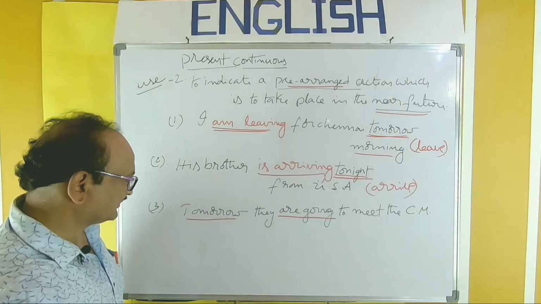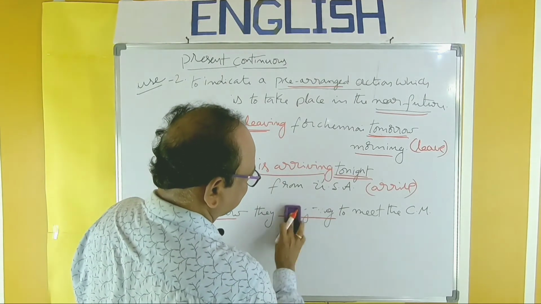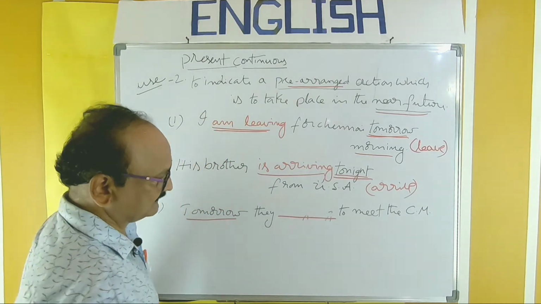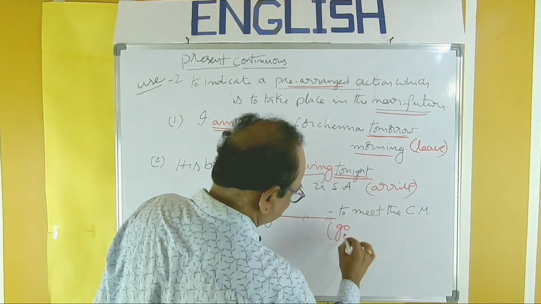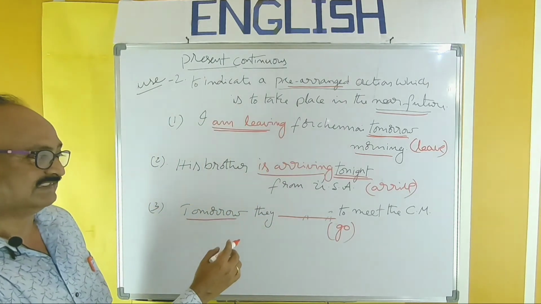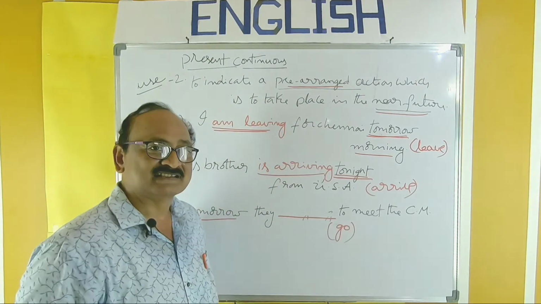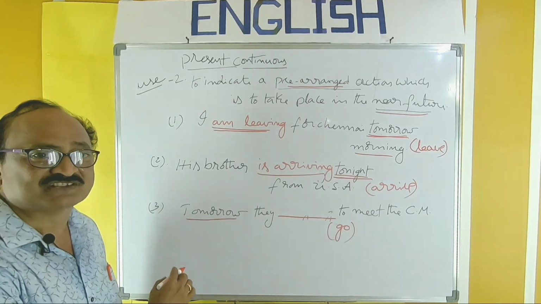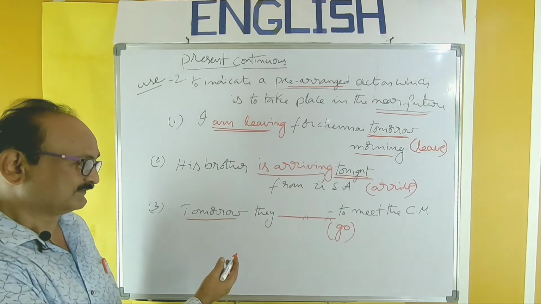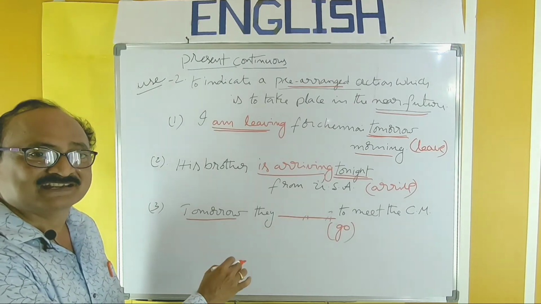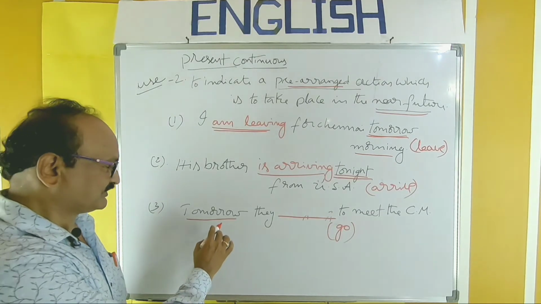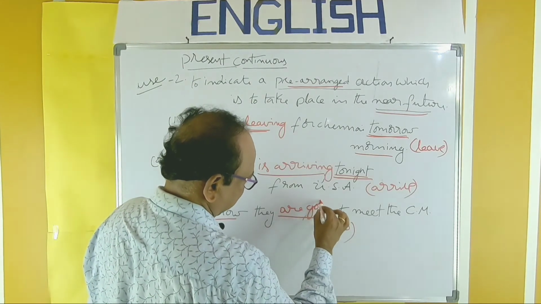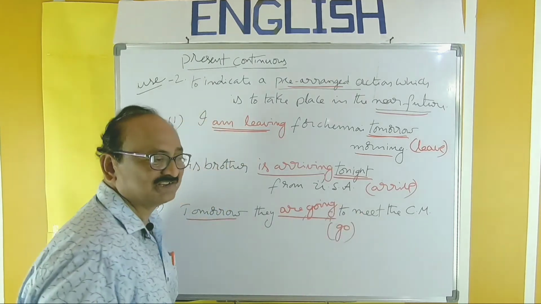So next, they are going. Blank, you have to fill. And the verb, of course, go. Simple. Tomorrow they dash to meet the CM. And tomorrow is the word which refers to the nearest future. Then you can fill the blank by using present continuous structure. So tomorrow they are going to meet the CM.